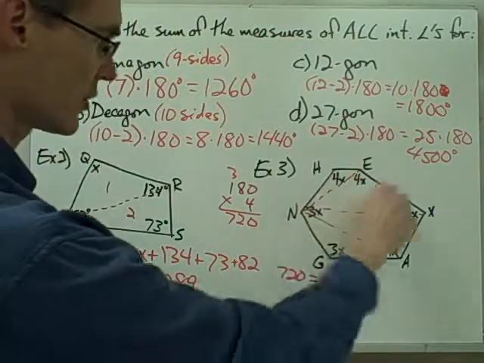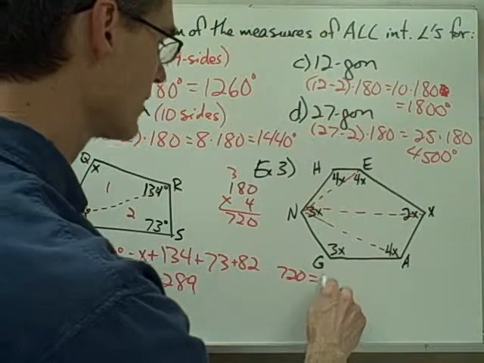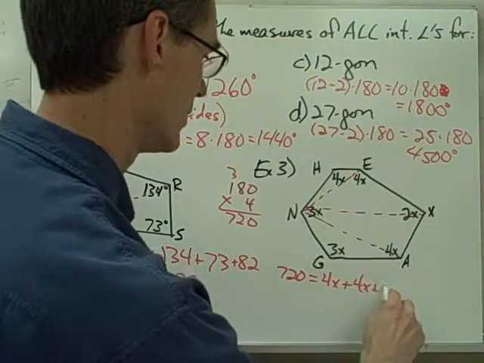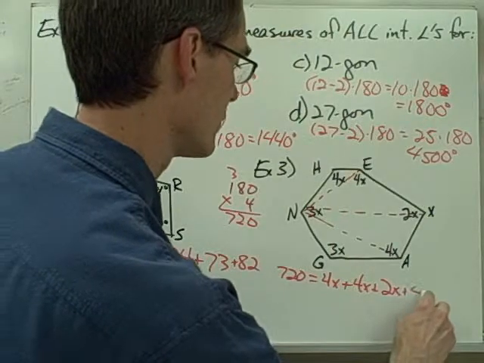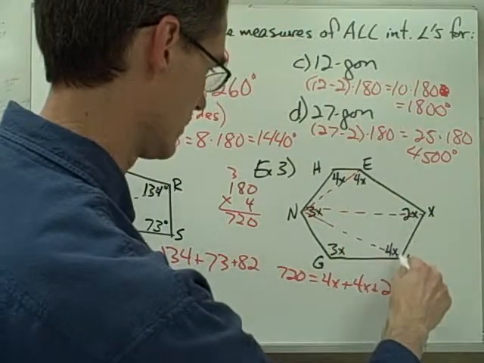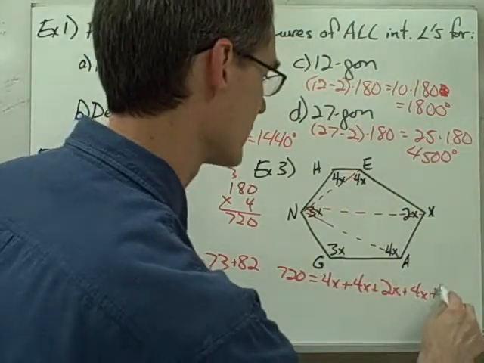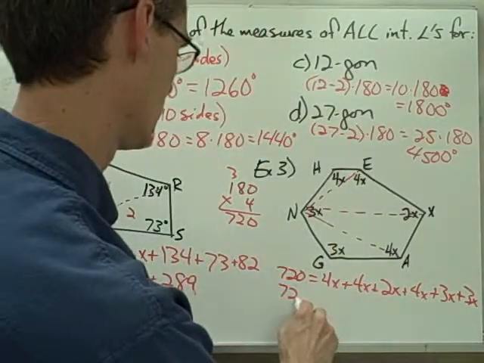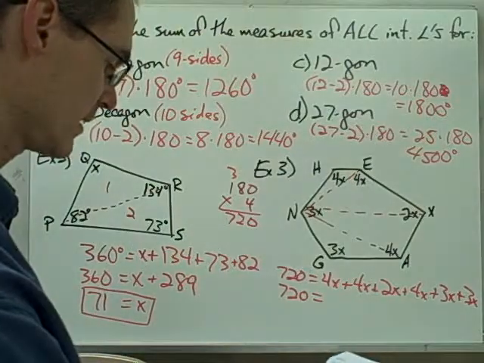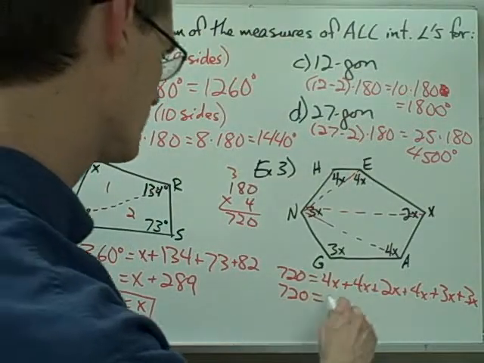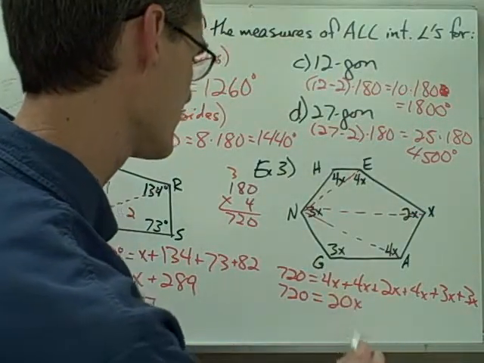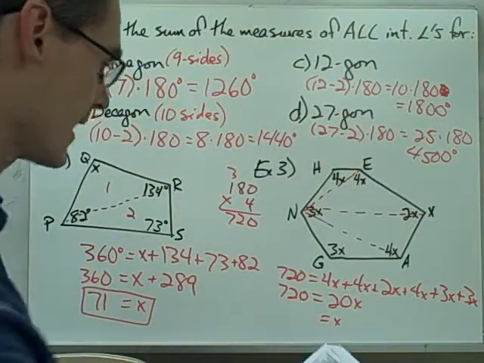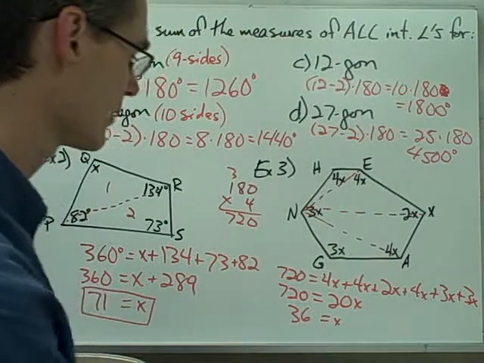720 degrees is the total of all of the interior angles. So 4x plus 4x plus 2x plus 4x plus 3x plus 3x. So I have 720 equals 20x, and I divide both sides by 20, and I get x equals 36.